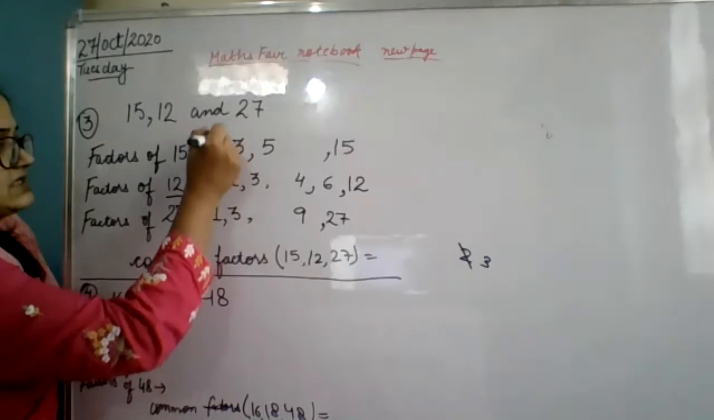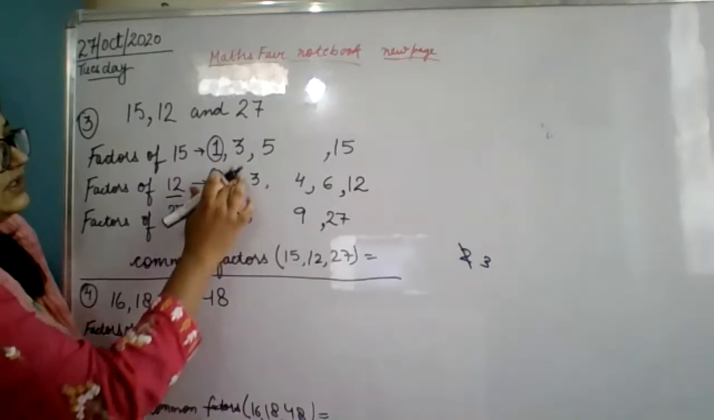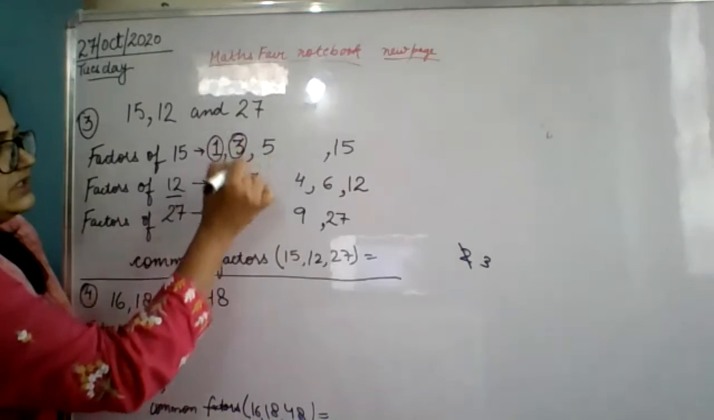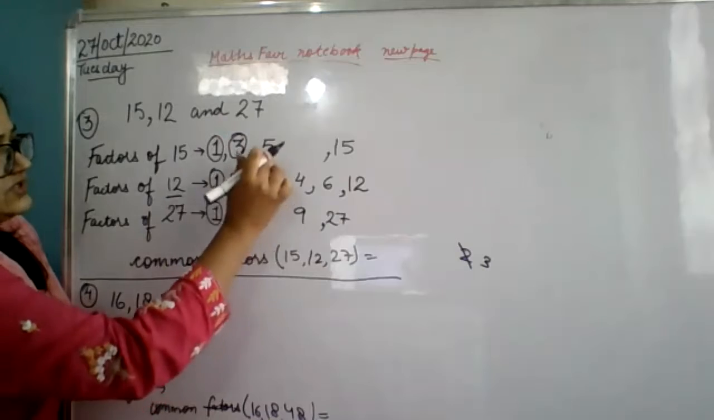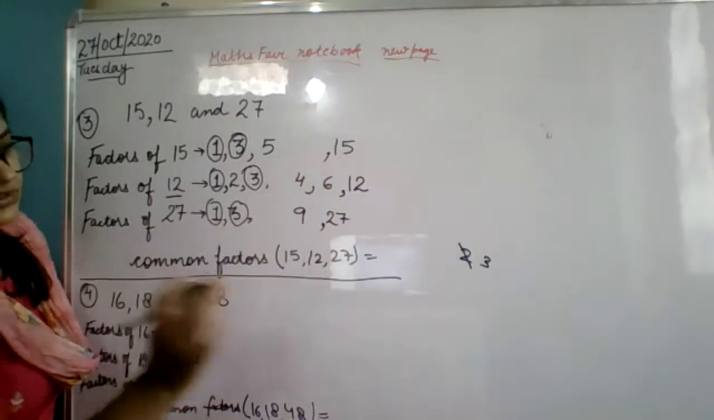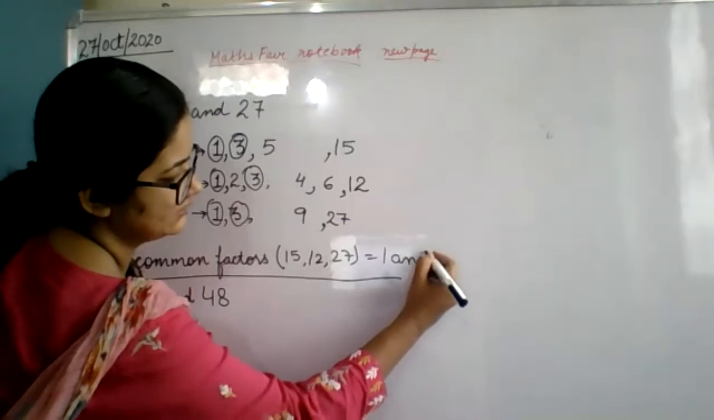So if you see 1 is here, 1 is here, 1 is here. 1 is a factor of every number. If you see 3, 3, 3, but 2 is nowhere. Now check 5, 5 is not there. 15 is there, 15 is not there, 15 is not there. So the answer will be 1 and 3.